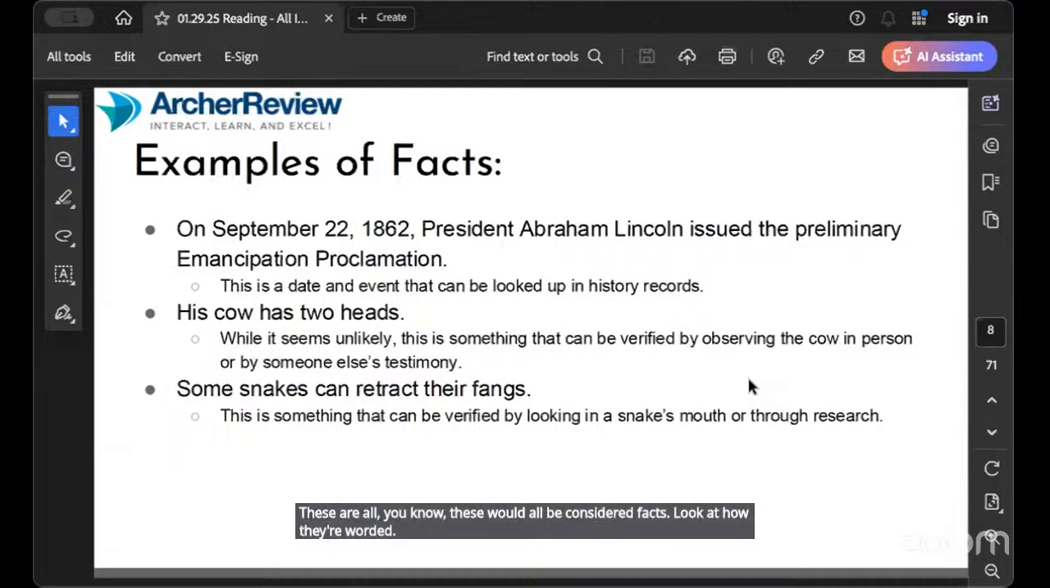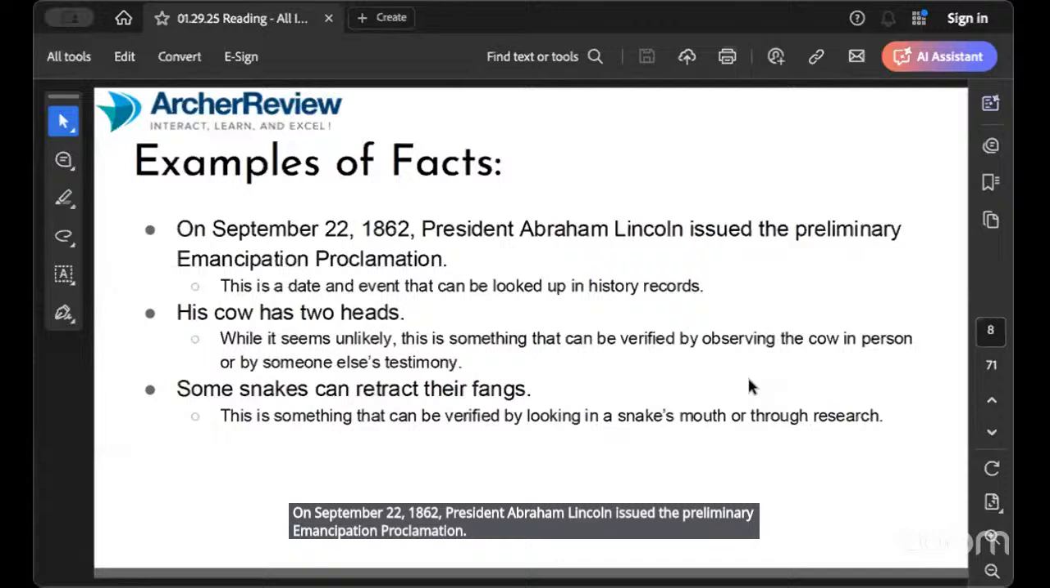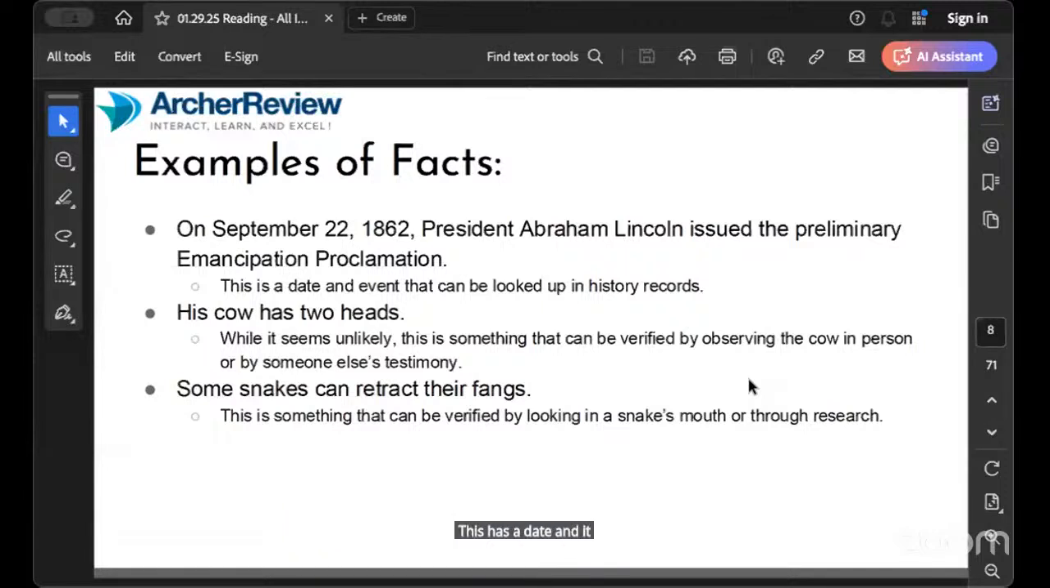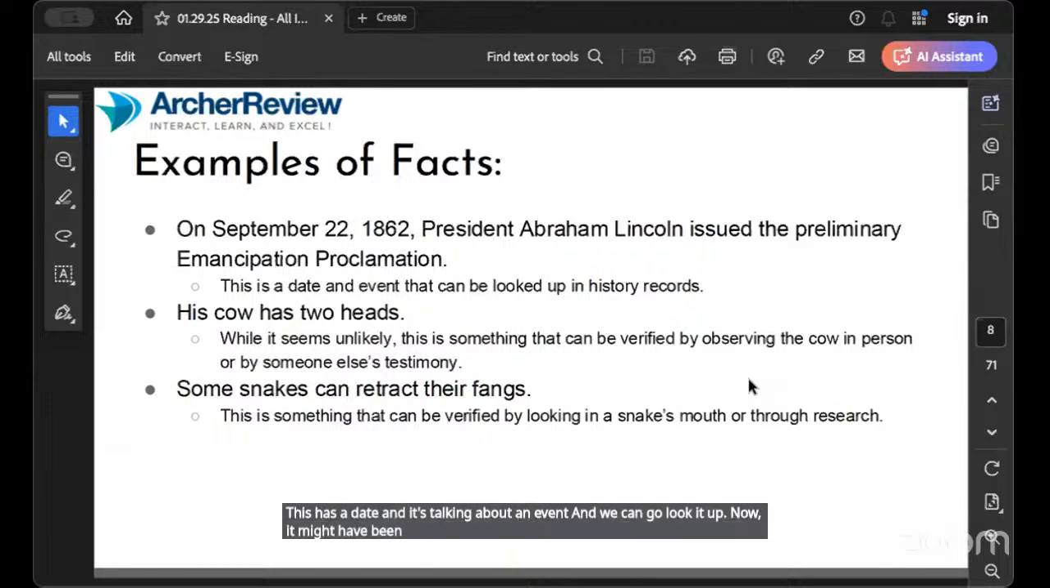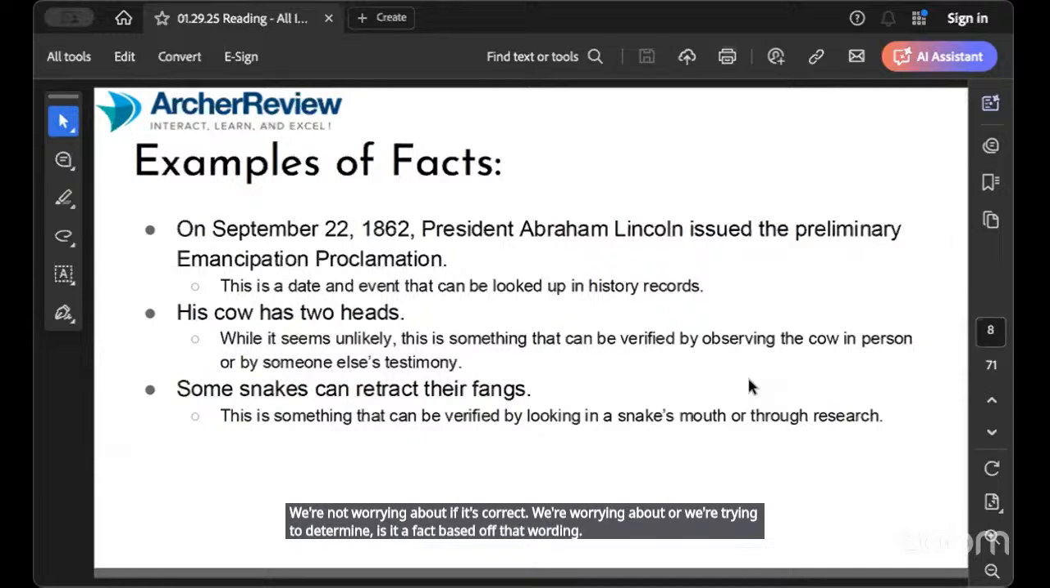On September 22nd, 1862, President Abraham Lincoln issued the preliminary Emancipation Proclamation. This has a date, and it's talking about an event, and we can go look it up. Now, it might have been on September 23rd when it was actually issued. However, it's worded as if it were a fact. We're not worrying about if it's correct. We're trying to determine, is it a fact based off that wording? Okay.